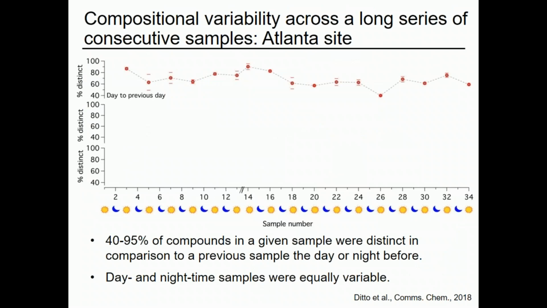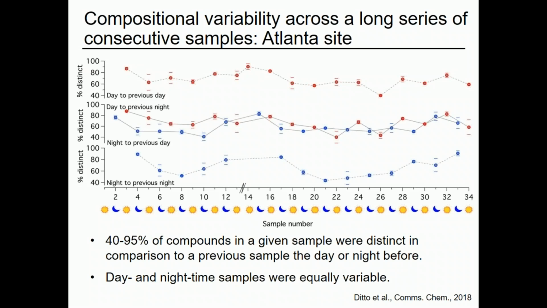And so here I'm showing you the Atlanta, where we're comparing day to previous day, night to previous night, looking at the percentage of them that are distinct, as well as night to previous day and day to previous night. And we see this variability spread across all of them. And overall, we see that 40 to 95% of compounds in a given sample were distinct in comparison to a previous sample, the day or night before, and that this variability is equal between day and night.